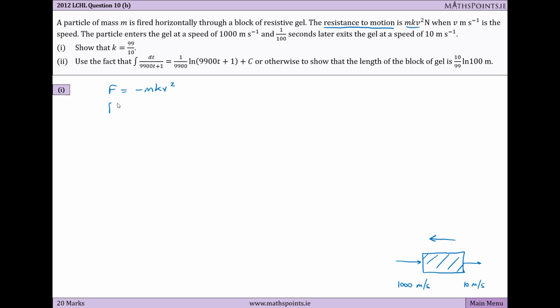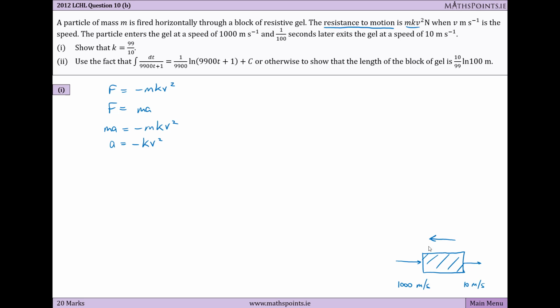So we know that F is equal to mass times acceleration, so we can say that the mass times the acceleration is equal to minus mkv squared, and then we can divide both sides by m to give us that a is equal to minus kv squared. So the acceleration of the particle through the resistive gel is minus kv squared, so it's some proportion again of its velocity squared.